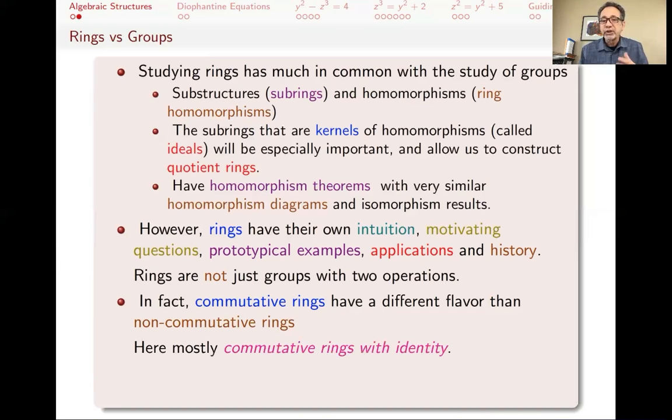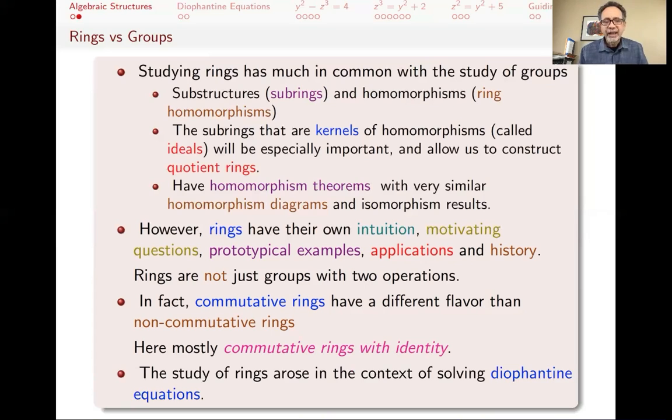Here, we mostly are going to deal with commutative rings with identity. And when we say commutative, we mean that the multiplication is commutative. Addition is always commutative. And identity means that not only we have a zero, we also have a 1. And as I have been saying, the study of rings arose in the context of solving Diophantine equations.